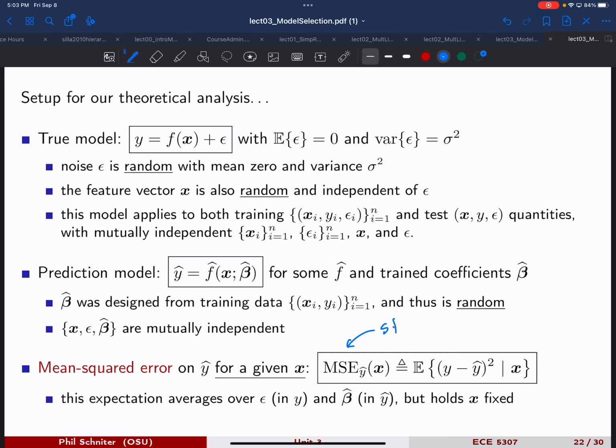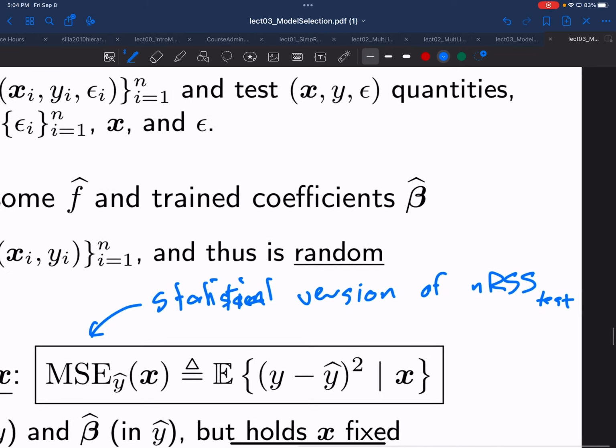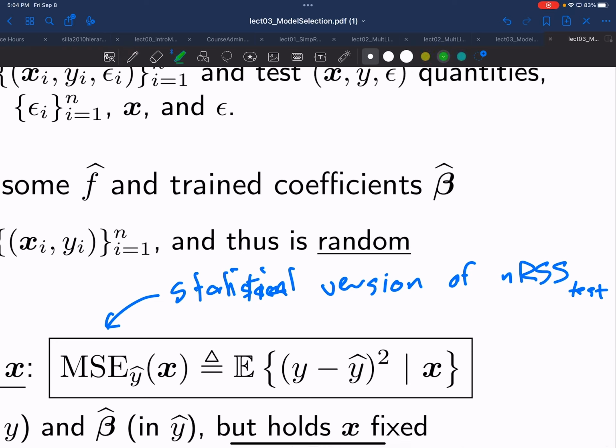Because this is like a statistical version of NRSS test. Sorry about my terrible handwriting.